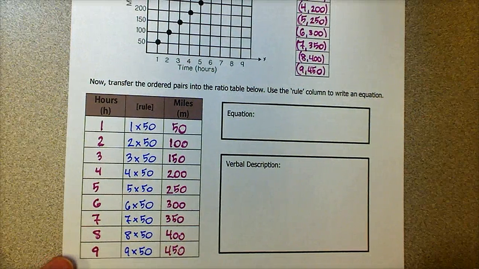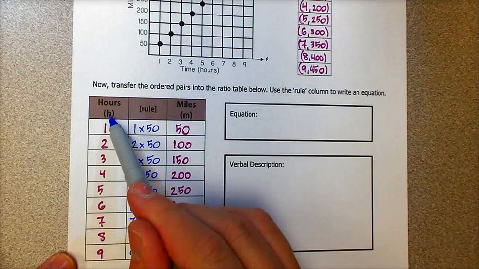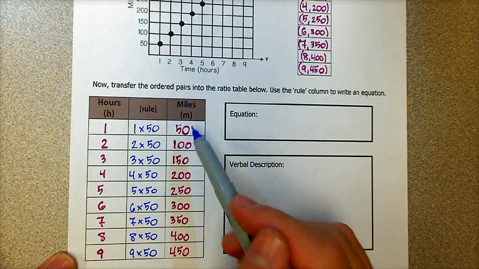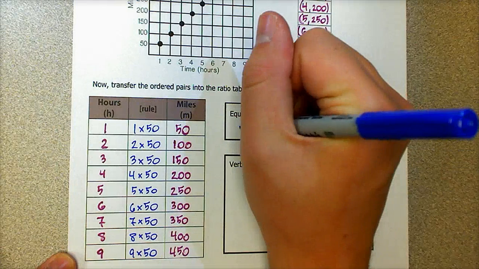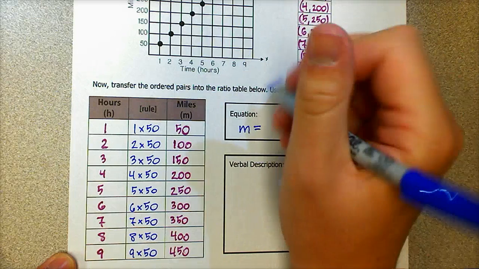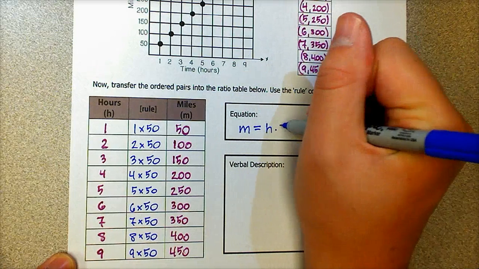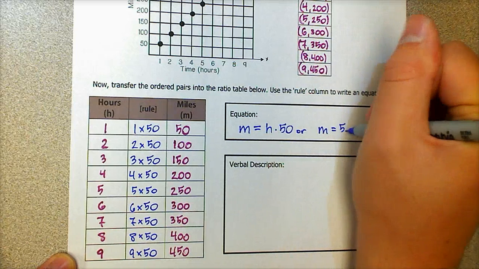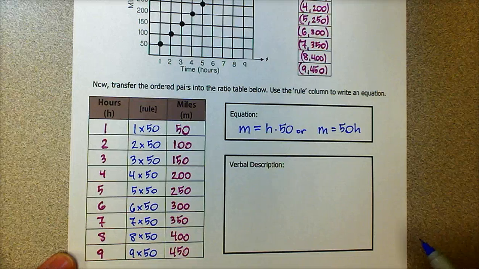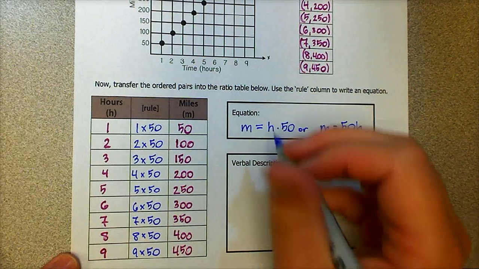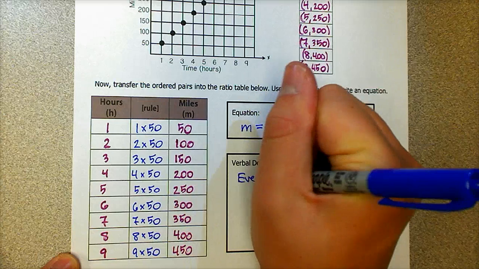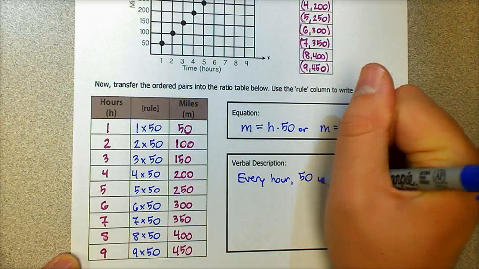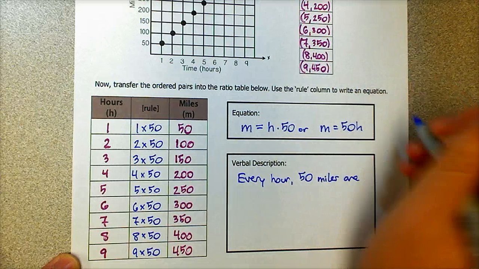Okay, so if I were to replace the number of hours with my variable h and the number of miles with my variable m, the equation might look like this. The number of miles m is equal to the number of hours h times 50, or again we can write that as m equals 50h. And a verbal description for this, remember to use a complete sentence. This just means that every hour, 50 miles are traveled.